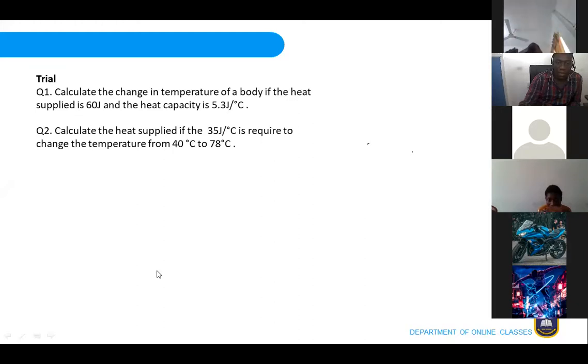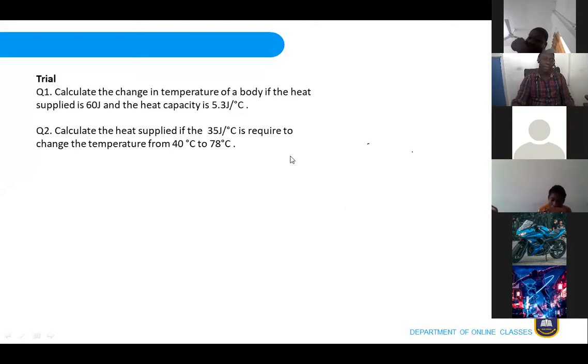For the first one, my answer was 11.32 degrees Celsius. And number two, I had 1,330 joules of heat supplied. Okay. Very good. You've all done well. So, Otta, this one. I also had the first one to be 11.32 degrees Celsius, and the second one 1,330 joules. Okay, that's it. That's how you go about it.